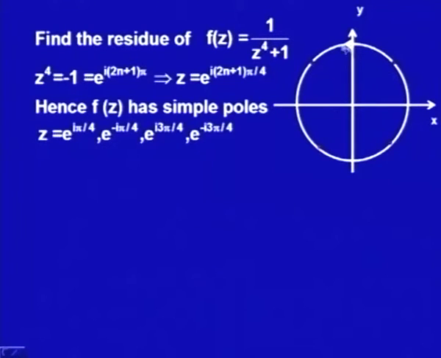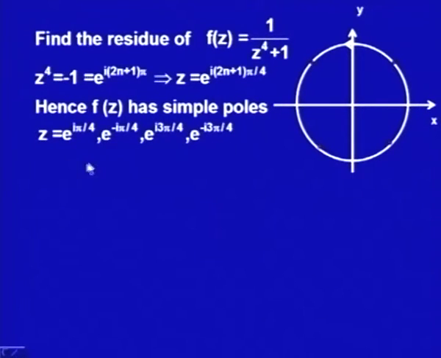Let us see what these points are. If I draw the unit circle, then the points are: this is e to the power i pi by 4, this is the point 3 pi by 4, this is the point minus pi by 4, e to the power minus i pi by 4, and this is the point e to the power minus i 3 pi by 4. So from here we see that we have only 2 poles in the upper half plane for this function f(z).